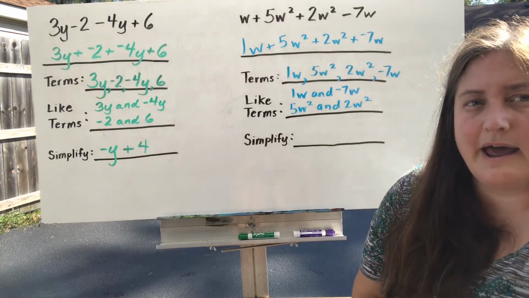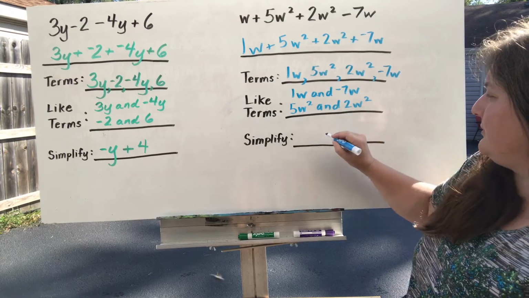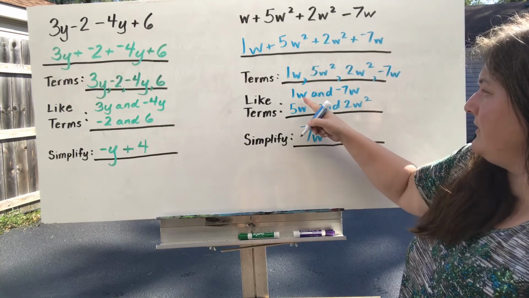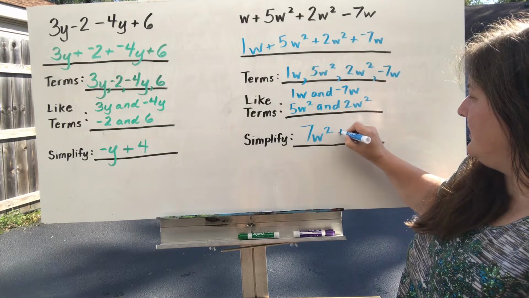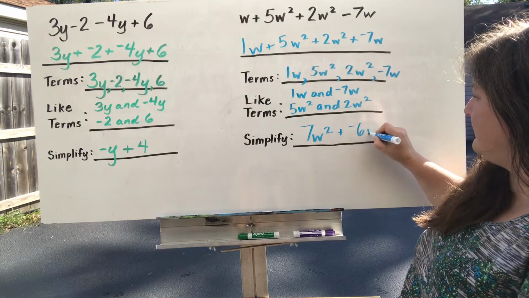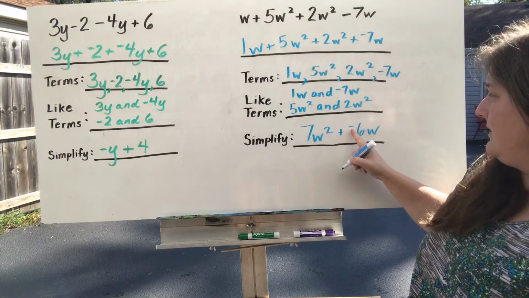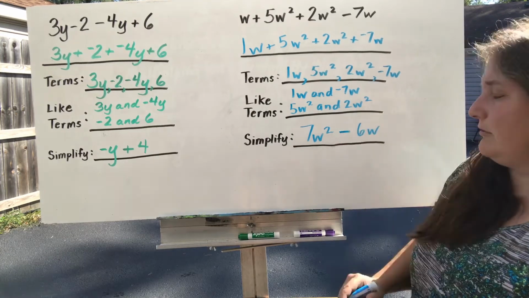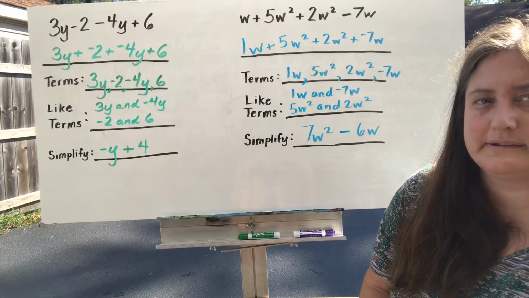All right, so I'm going to now simplify these. 5w squared and 2w squared would give me 7w squared. 1w and negative 7w would give me negative 6w. And I'm going to take this plus minus here, and I'm going to change this into just a minus. So my simplified version would be 7w squared minus 6w.